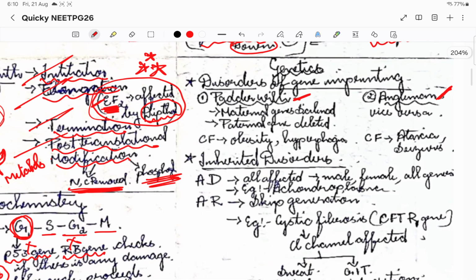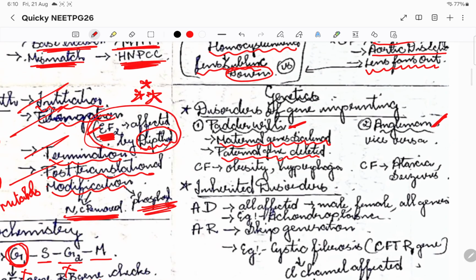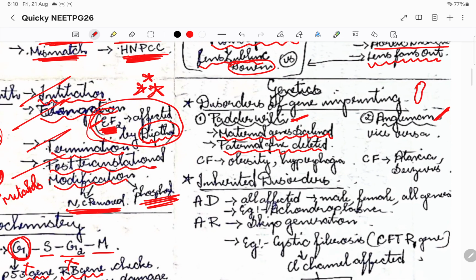Okay, so Prader-Willi syndrome is where the maternal genes are silenced and the paternal gene is deleted. Suppose in a chromosome, the maternal gene is there and the paternal gene is there. Okay, so the maternal gene is silenced. So already one disorder was there.